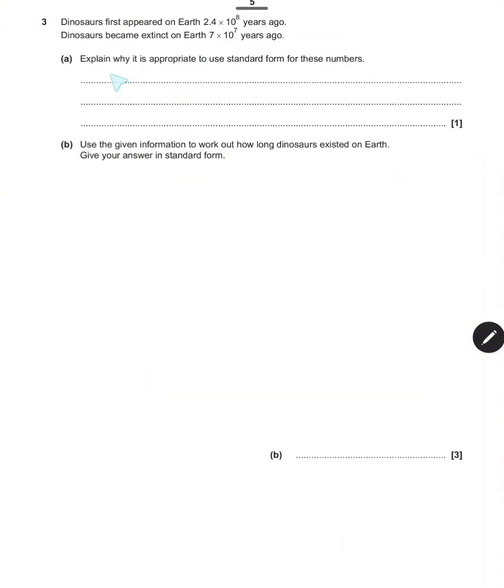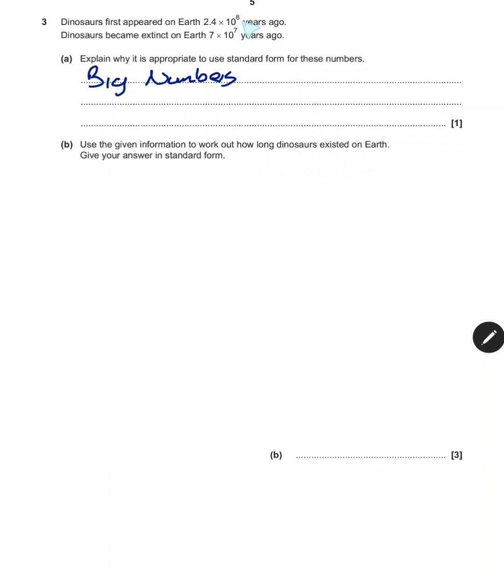Question 3, we've got some standard form work to do. It's talking about dinosaurs appearing on the earth and becoming extinct. Why are we using standard form? Simple reason, you're dealing with big numbers. Extremely long time ago, we're going to use standard form rather than write out all the zeros involved in that number. Part B says, how long were dinosaurs on the earth for?